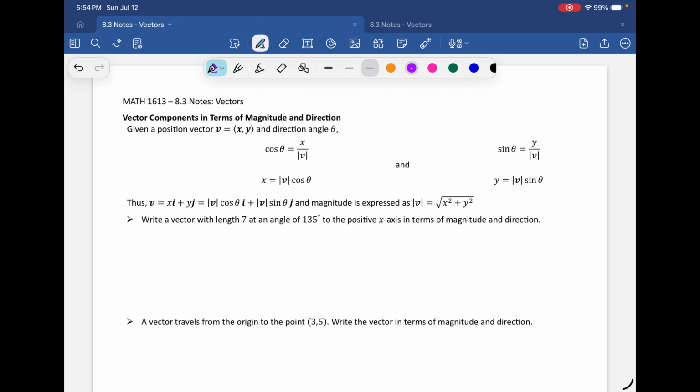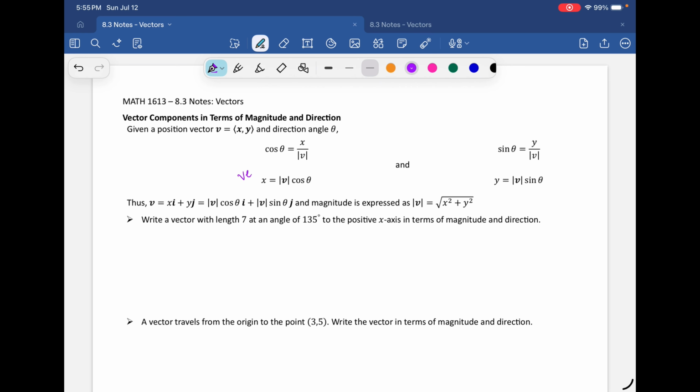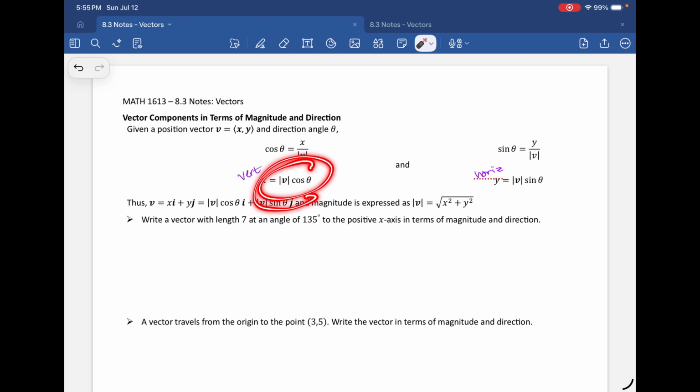Using magnitude and direction angle to write your vector. All right, so we know from the unit circle that x is cosine, y is sine. So to actually identify the x and the y, your horizontal and your vertical, x is magnitude times cosine, y is magnitude times sine. So we write it as magnitude cosine i, magnitude sine j in your ij form, where your magnitude is literally the Pythagorean theorem.